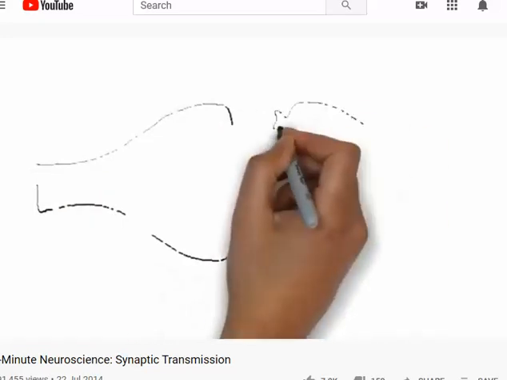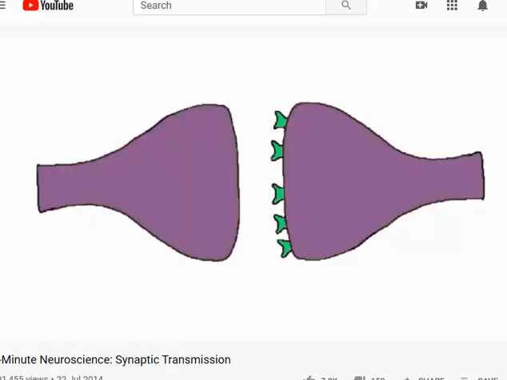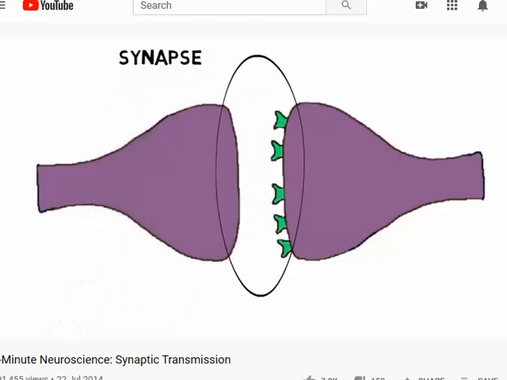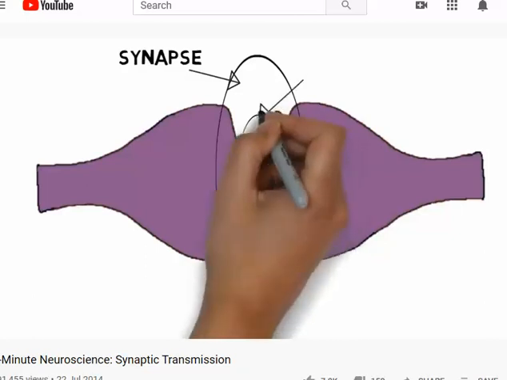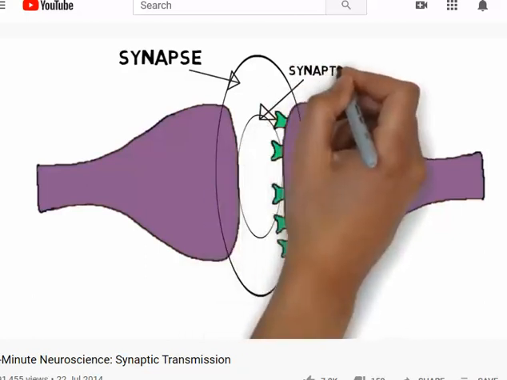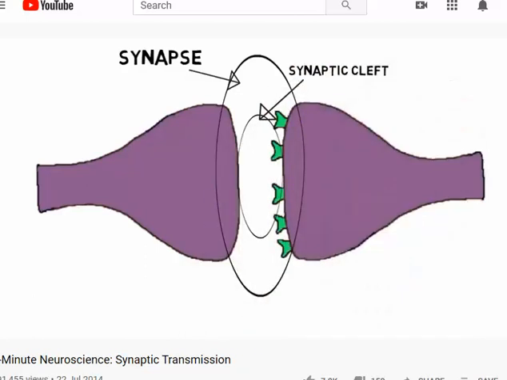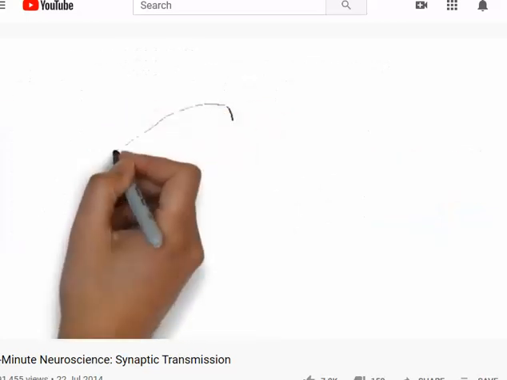Most communication between neurons occurs at a specialized structure called a synapse. A synapse is an area where two neurons come close enough to one another that they are able to pass chemical signals from one cell to another. The neurons are not actually connected, but are separated by a microscopically small space called the synaptic cleft. The cleft is less than 40 nanometers wide. By comparison, a human hair is about 75,000 nanometers wide.